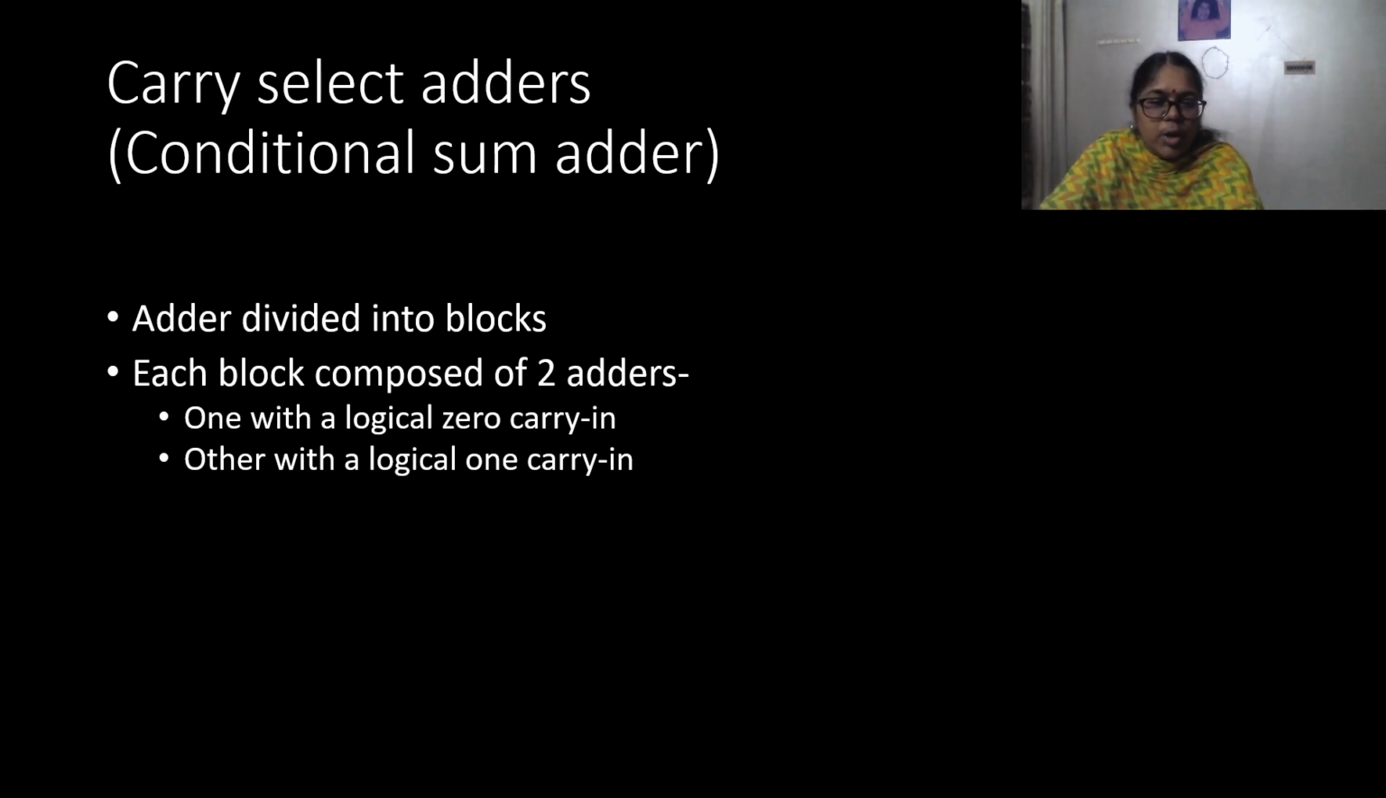That means one adder is going to perform the addition operation by taking the input bits and carry in as 0. Another adder is going to perform the addition operation by taking the input bits and carry in as 1. Thus, both the adders are going to generate the carry out and the sum and keep them ready before the previous carry is given to this block.